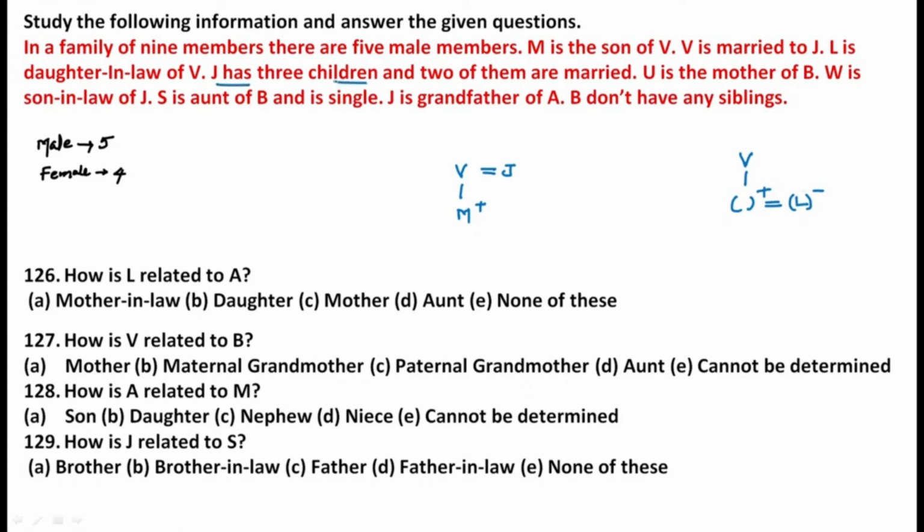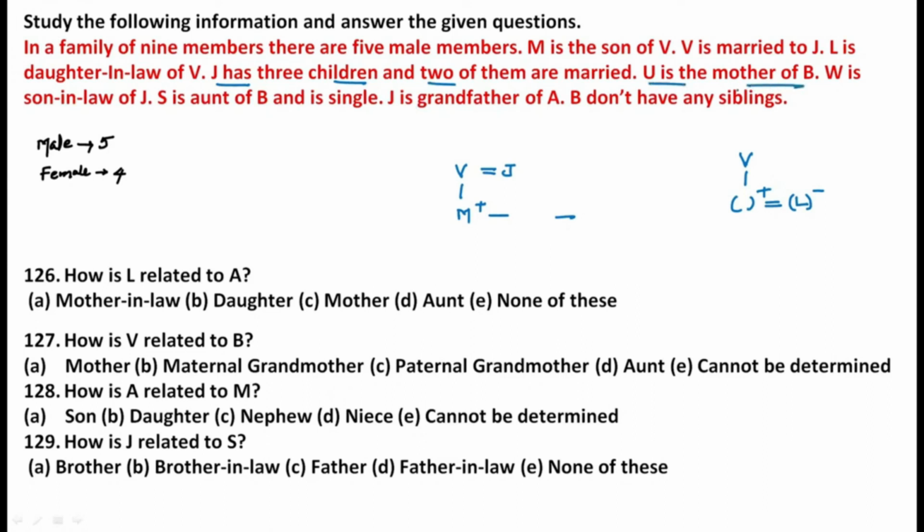And J has 3 children. Now see, guys, J has 3 children. Child number 1, child number 2, and child number 3. So there are 3 children, and we don't know how many are male or female. And 2 of them are married.